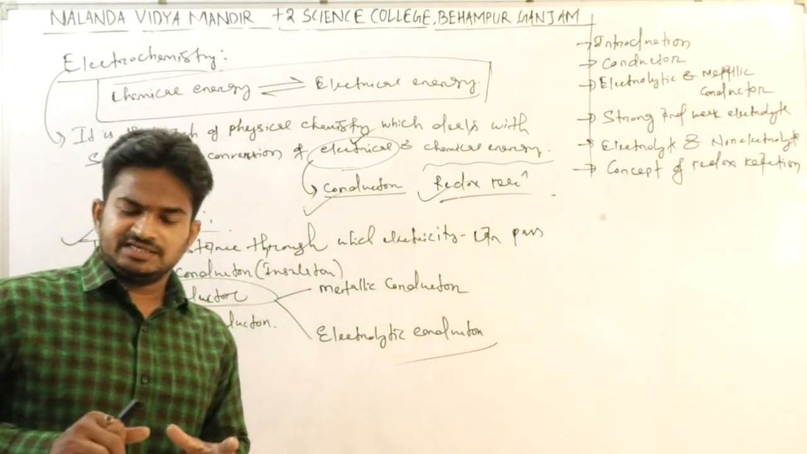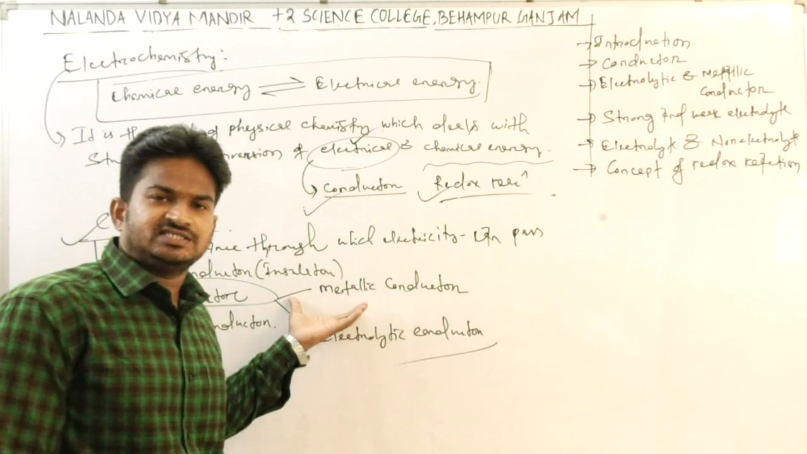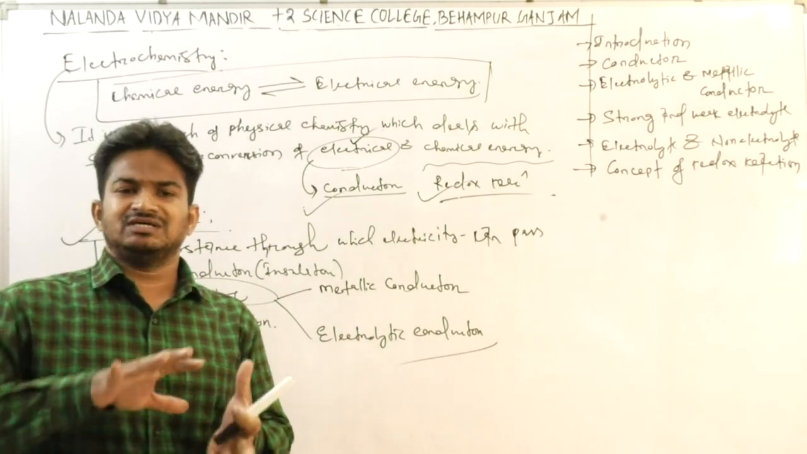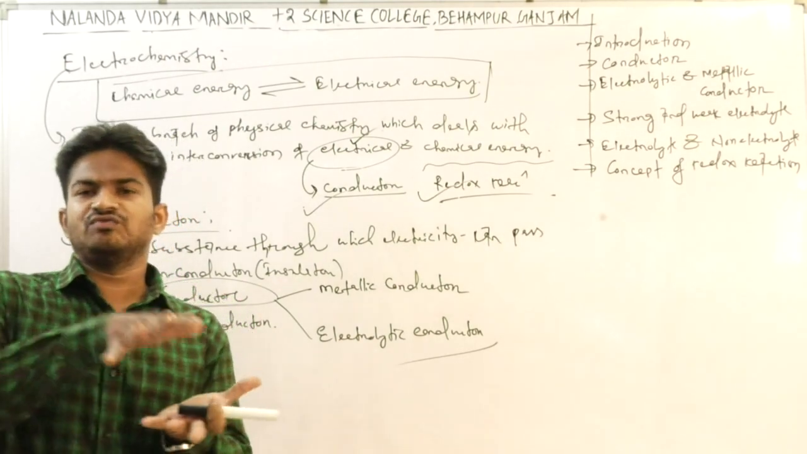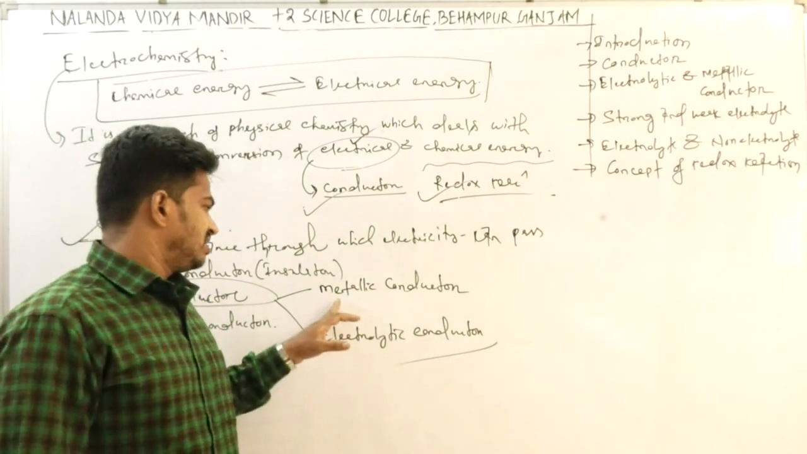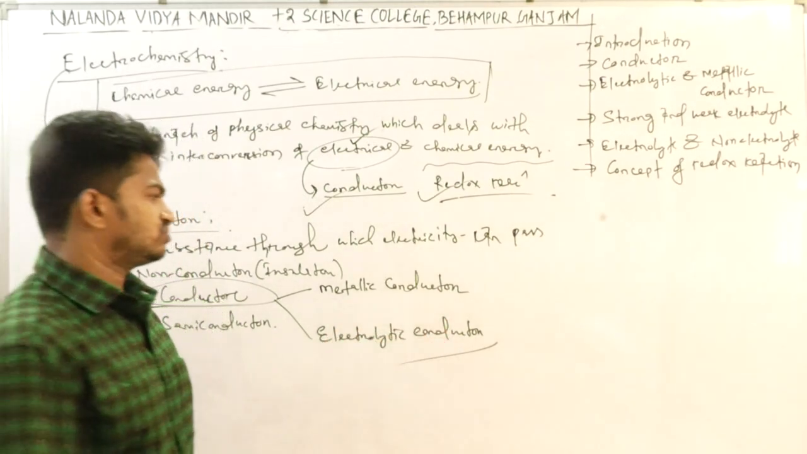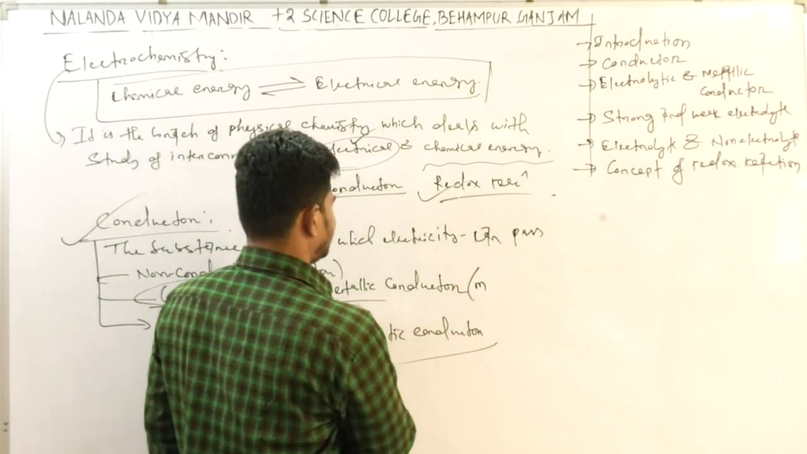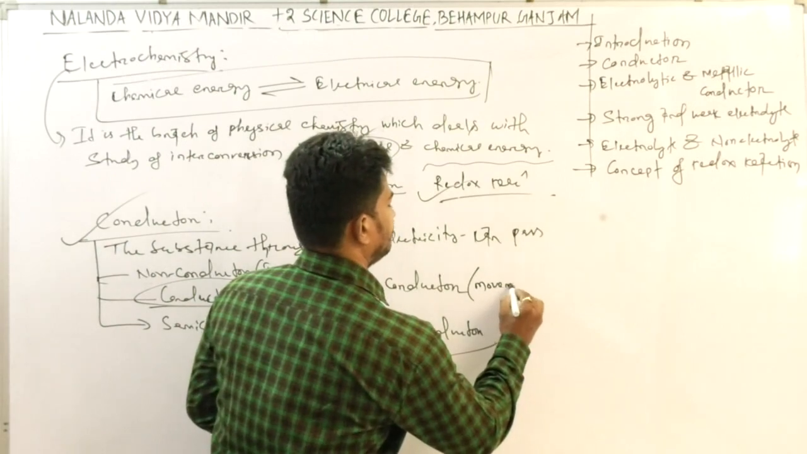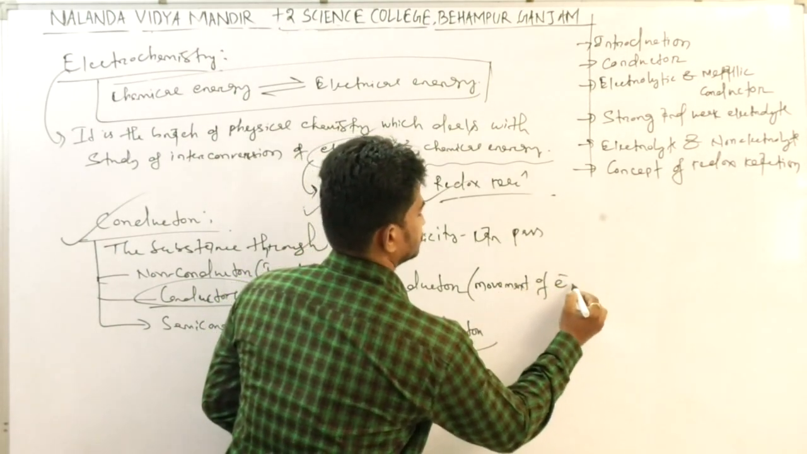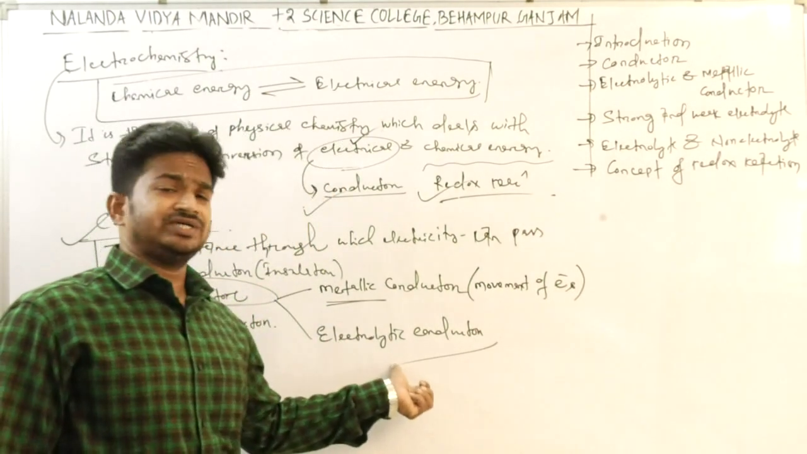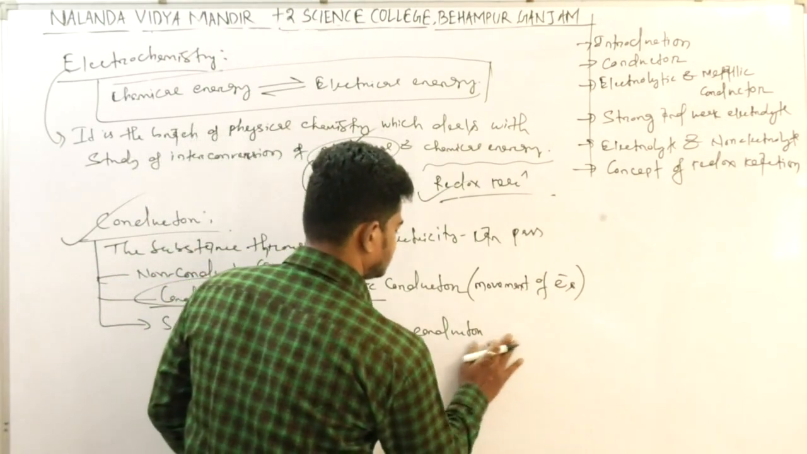From the last unit, solid state, we discussed that generally metals are good conductors of electricity. Why? Because in metals, the movement of electrons causes the flow of electricity. So metallic conduction is due to the movement of electrons. And electrolytic conductors show conductivity through the movement of ions.